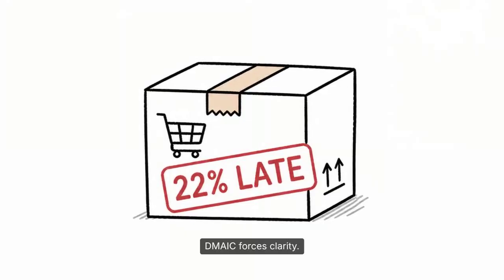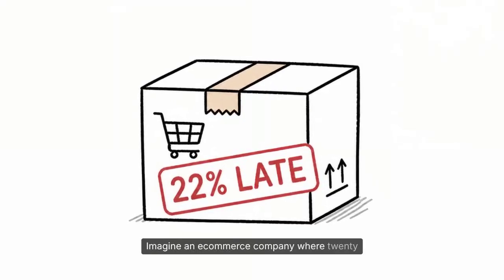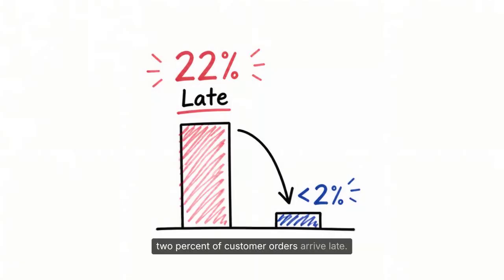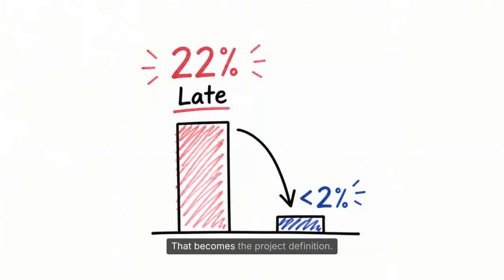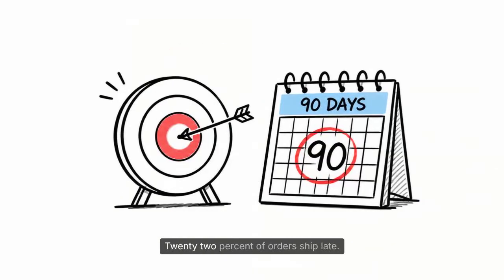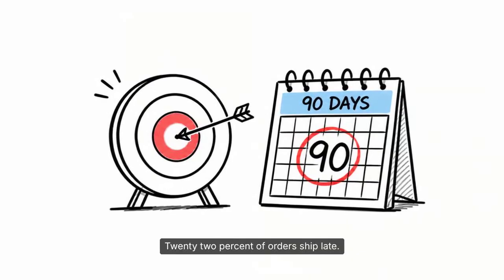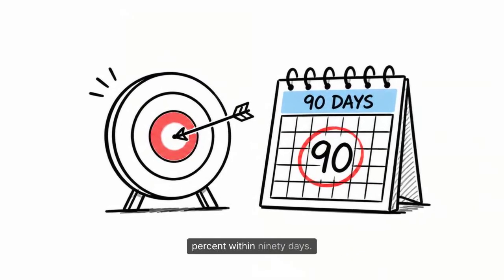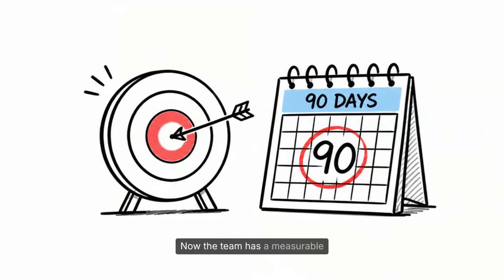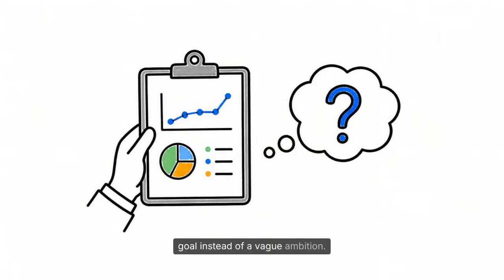DMAIC forces clarity. Imagine an e-commerce company where 22% of customer orders arrive late. That becomes the project definition. 22% of orders ship late. The target is less than 2% within 90 days. Now the team has a measurable goal instead of a vague ambition.